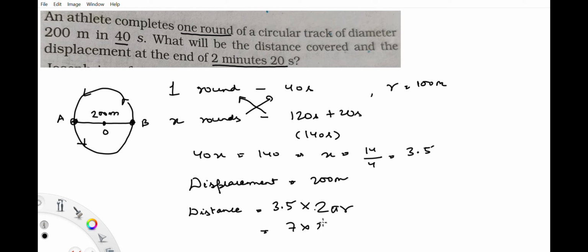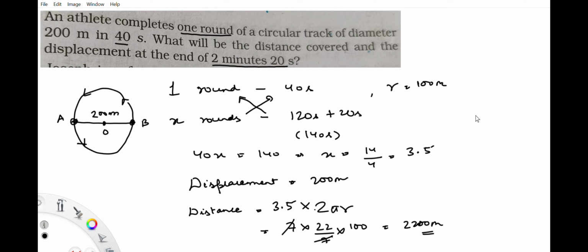So 3.5 into 2 is 7. I can take pi as 22 by 7, and I know the value of r as 100 meters. So I can cancel out the 7s. I get 2200 meters as my total path length, or my distance.